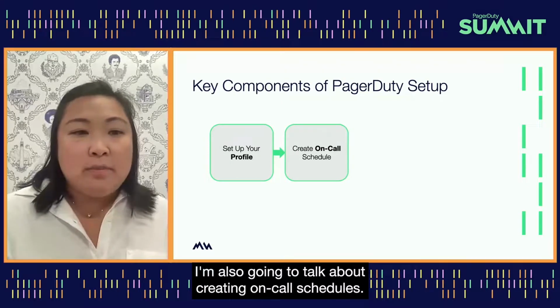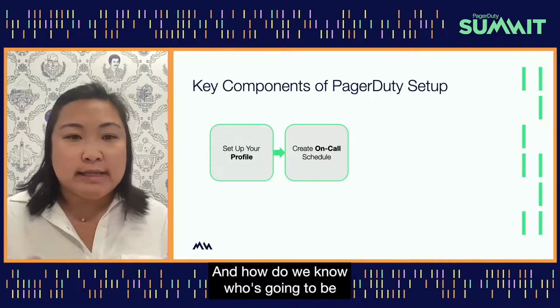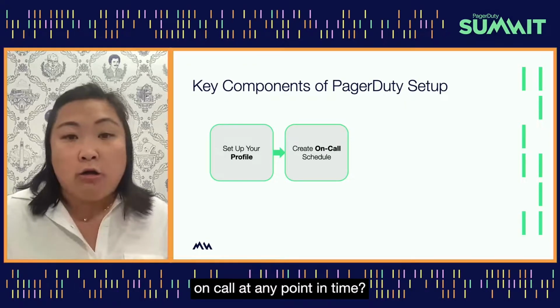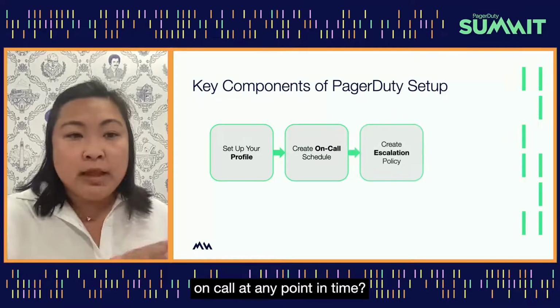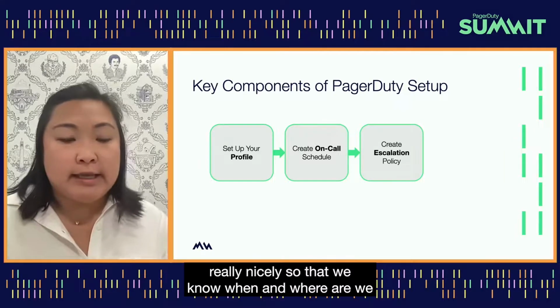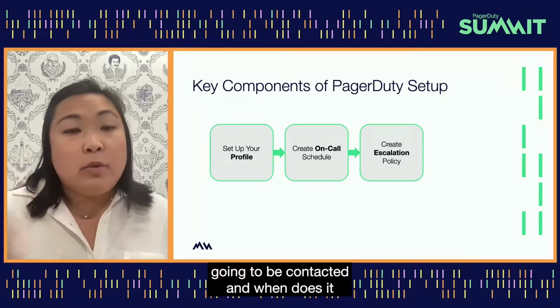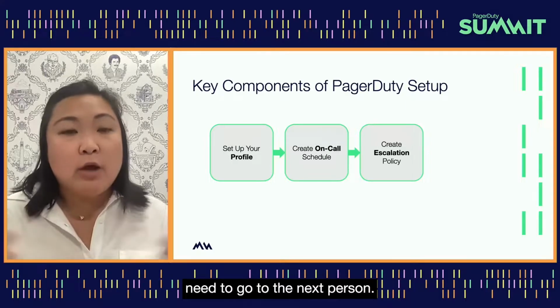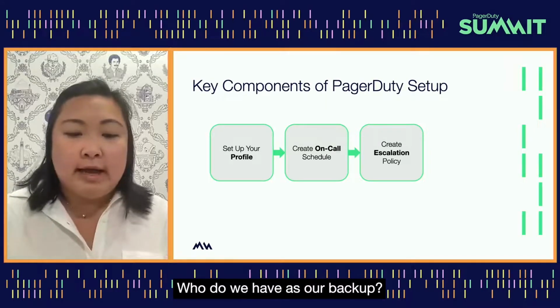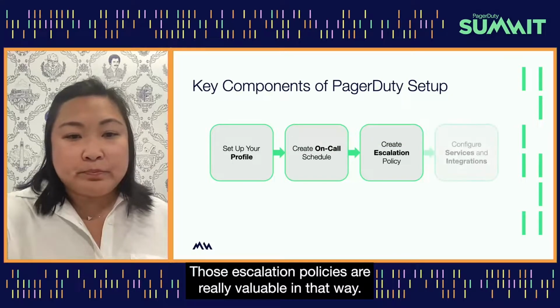I'm also going to talk about creating on-call schedules. What does it mean to create these rotations, and how do we know who's going to be on call at any point in time? That, of course, ties our users to escalation policies really nicely so that we know when and where are we going to be contacted, and when does it need to go to the next person? Who do we have as our backup? Those escalation policies are really valuable in that way.